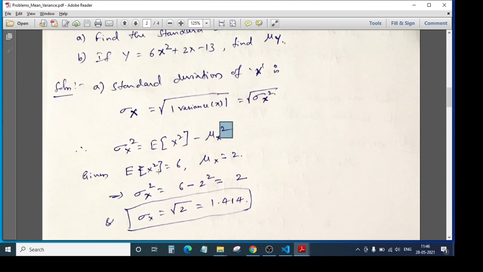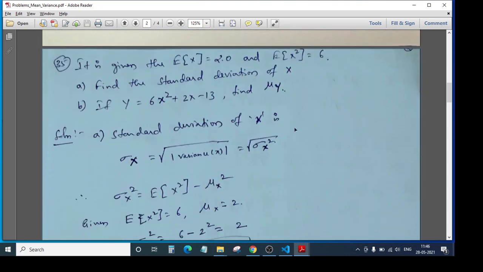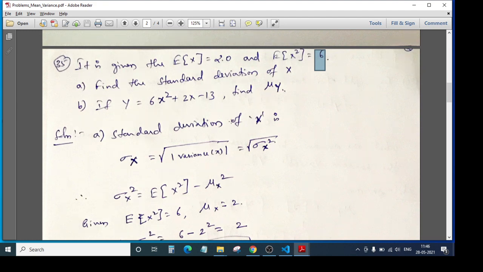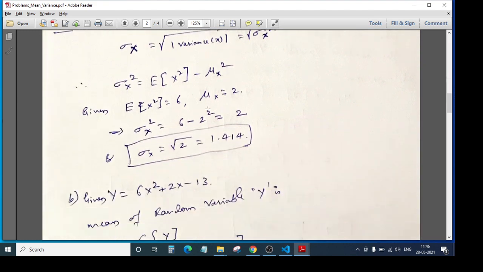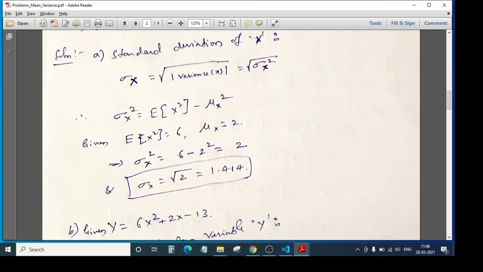If you observe, E of x square has been already given in the question. That is 6, and E of x has also been given, which is nothing but mu. So don't get confused with E of x and mu. That is why I am stressing this point. So it is 6, mu x they have given 2, the 2 square. So the answer we get is 2. But what we want is the square root of the answer. Therefore, it is square root of 2, which is 1.414.